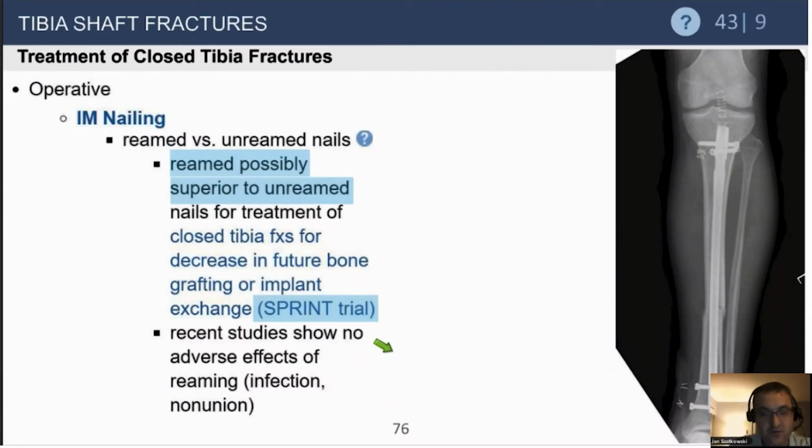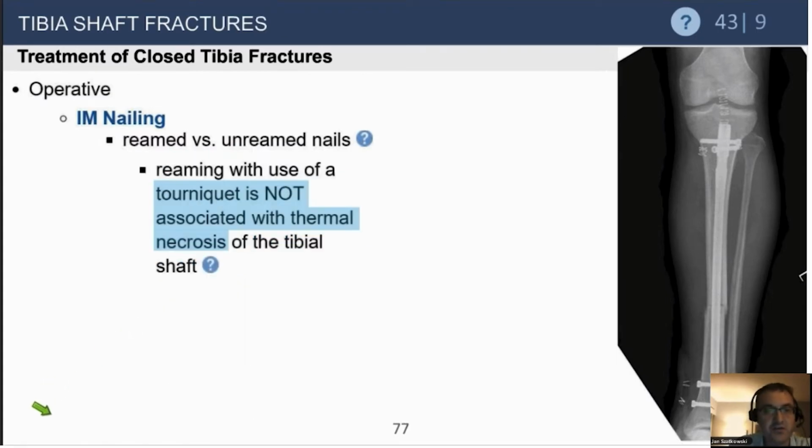So once again, IM nailing, reamed versus unreamed nails, and this is the study I mentioned, the SPRINT. So reamed is possibly superior to unreamed nails for the treatment of closed tibia fractures. Decrease in future bone grafting or implant exchange. This was shown in the SPRINT trial. Recent studies show no adverse effects of reaming on infection and nonunion, especially when you're dealing with a closed fracture pattern. So that helps us get the answer to that last question we looked at, reamed nailing as well as fibular plating.